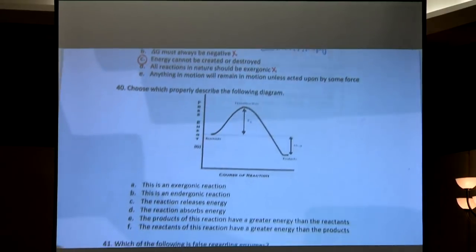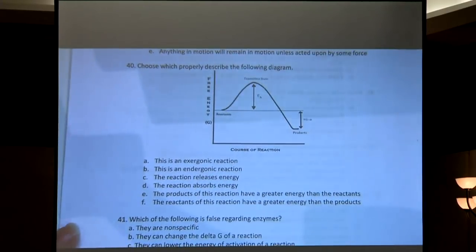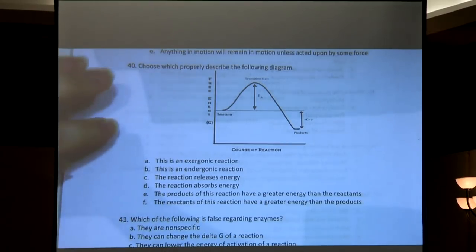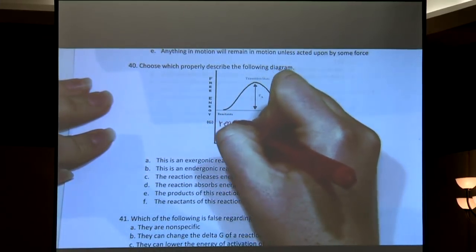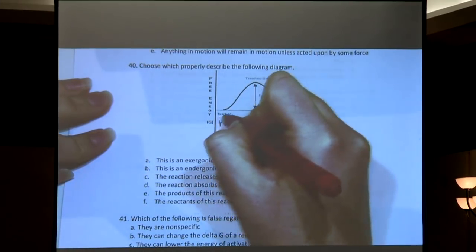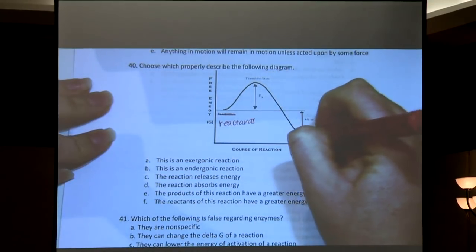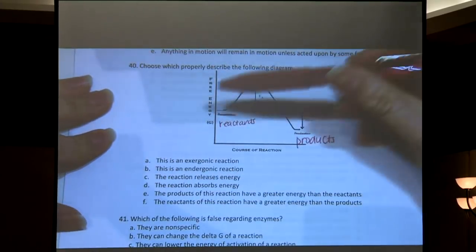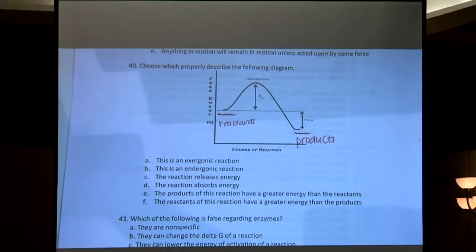All right, so let's review a little more about the reaction types. From the following descriptions, which properly describes the following diagram? In this case, we are looking at our reactants over here. These are our products. And on this side, we're referring to our energy. So is this an exergonic reaction or an endergonic reaction? What do we think?